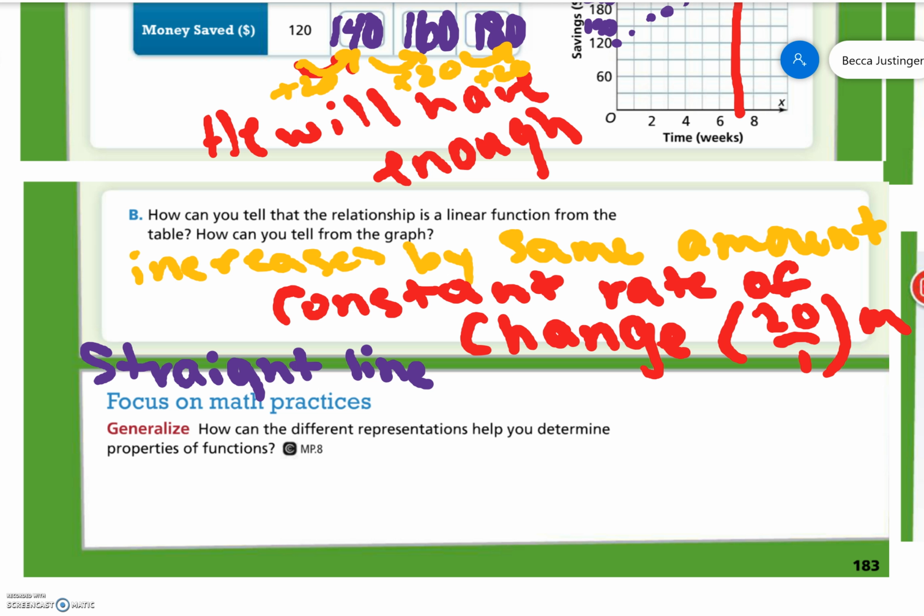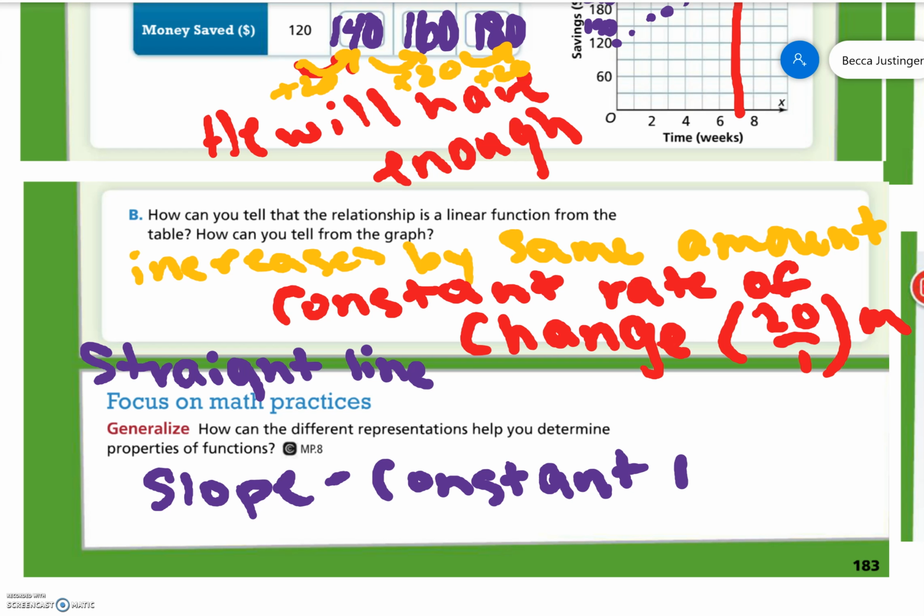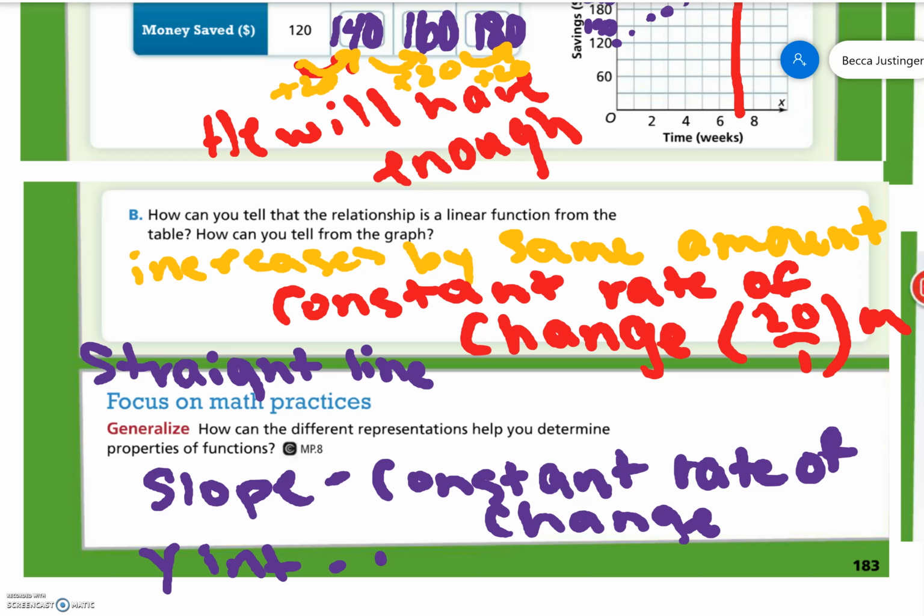How can different representations help you determine properties of functions? So the different representations can tell you the slope, or what we're now calling constant rate of change. And they can also tell you the y-intercept, which we are calling the initial value, because that's where you're starting from.